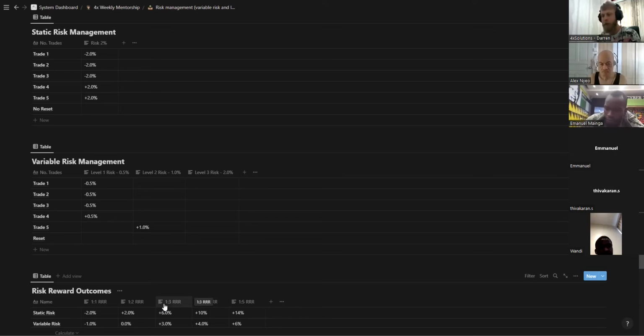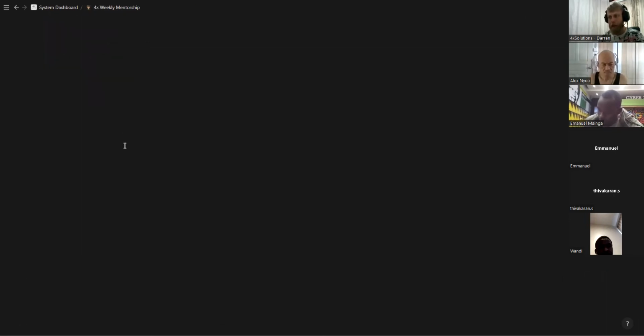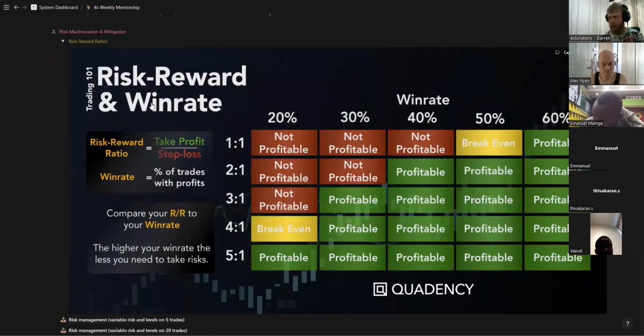Okay, so this is only 5 trades, and we can see the outcomes over here. And effectively, what it tells us is correct. So if we go back over here and we look at this risk reward and win rate, it says that between 1:1 and 1:2, if we are having an accuracy of 20, 30, we are not profitable. We'll be losing money over here for 1:1 and 1:2.